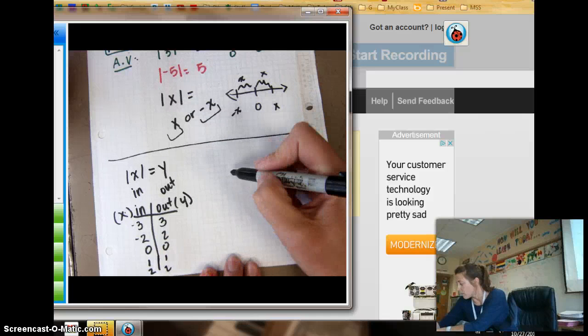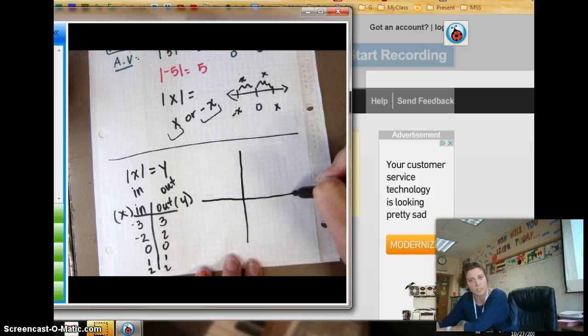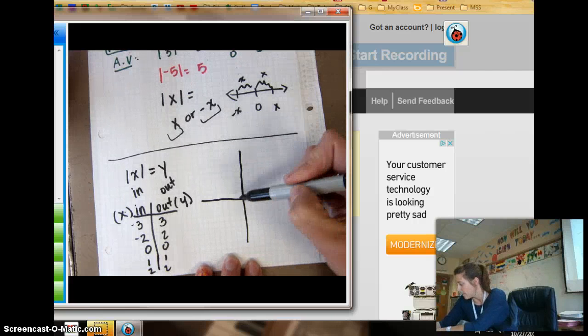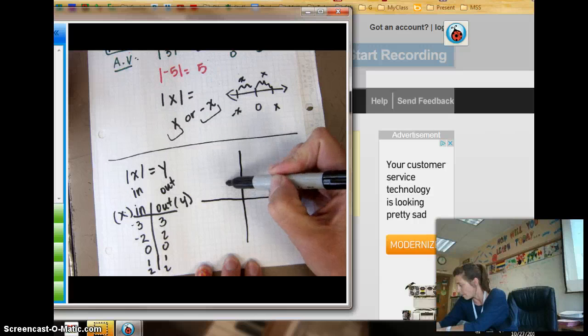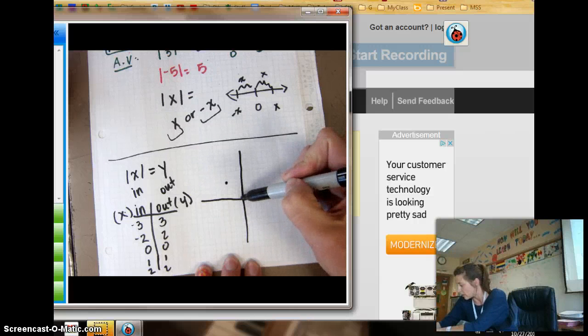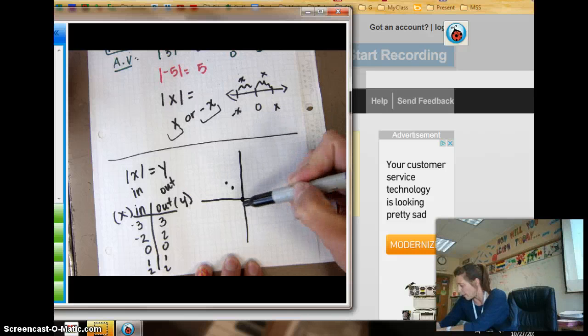Perfect. So if I come over here to my lines and I graph, and you guys are hopefully on graph paper so you can make a beautiful graph here. If I'm at negative 3, 1, 2, 3, I go up 3, 1, 2, 3. If I'm at negative 2, it's going to be 2. If I'm at 0, it's 0. If I'm at 1, it's 1, and 2 is 2.